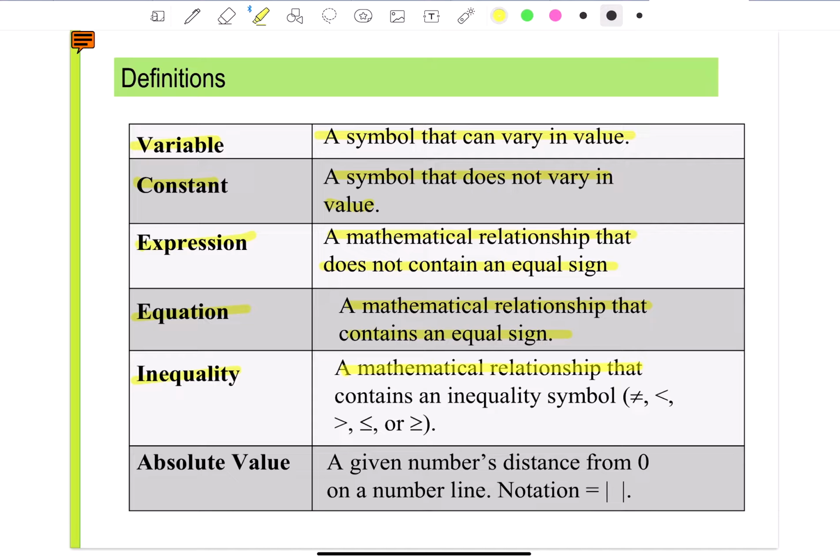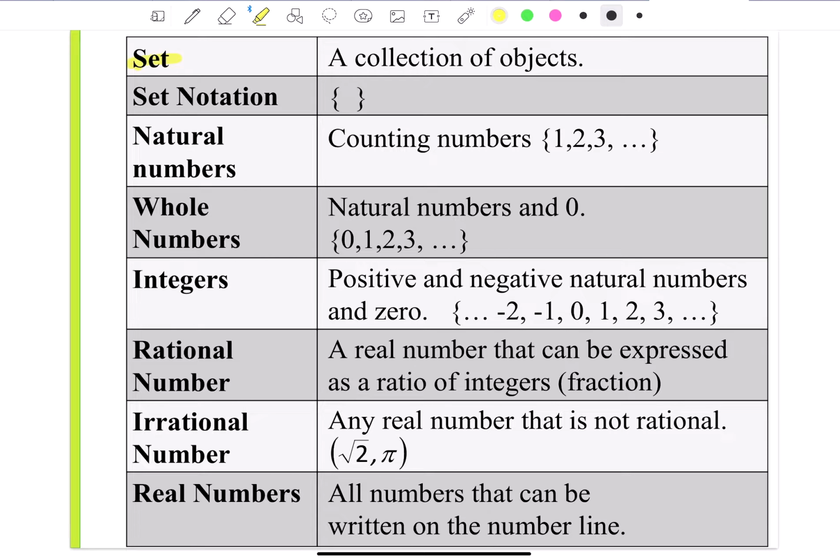An inequality is a mathematical relationship that contains an inequality symbol. It could be not equal to, less than, less than or equal to, or greater than or equal to. The absolute value of a number is its distance from zero on the number line. A set is a collection of objects. Set notation: a set is denoted by using curly parentheses, and its elements are included inside the curly parentheses.